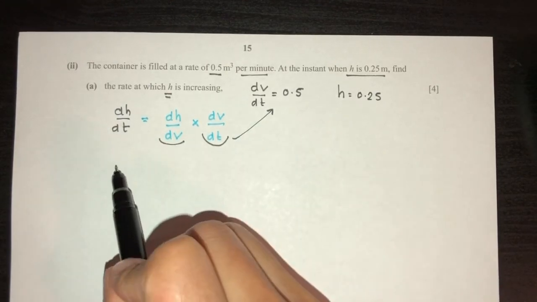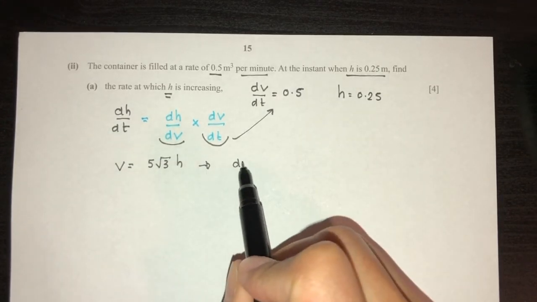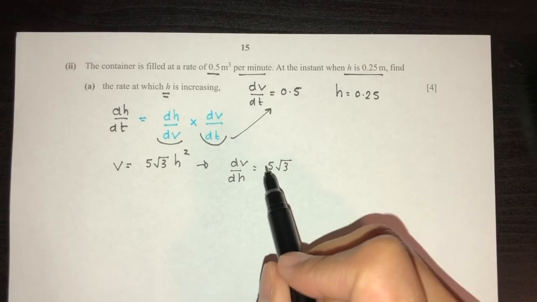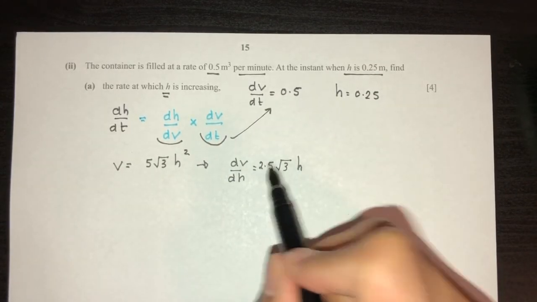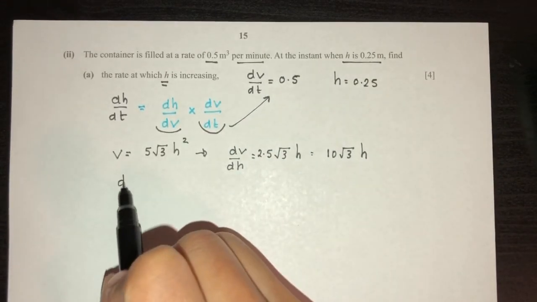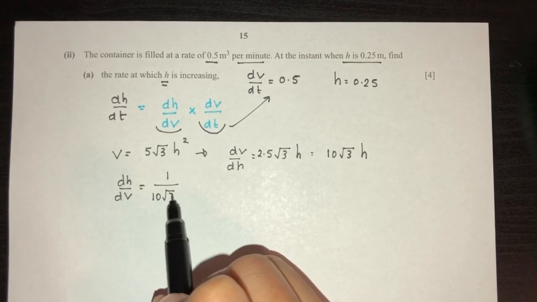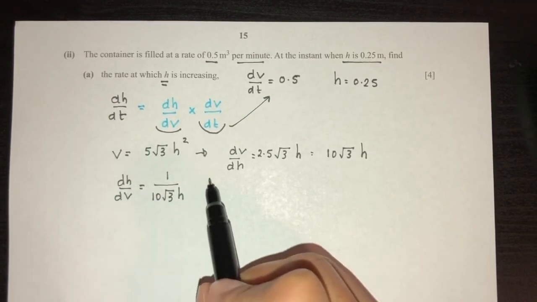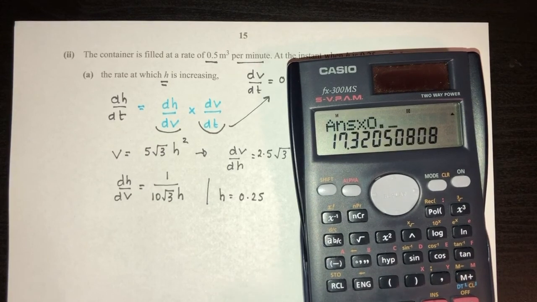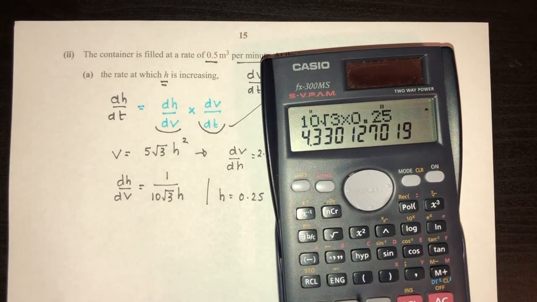From part 1, we have seen that V is equal to 5 root 3 h squared. So here you can find dV by dh. That will be 5 root 3 times 2h, which is 10 root 3 h for dV by dh. Now from this you have dh by dV, we have to flip this upside down, which will be 1 over 10 root 3 h. So we have to find the value of this at h equal to 0.25.